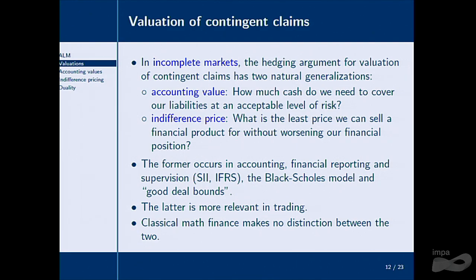You may have heard of good deal bounds, where you don't require replication or super replication, but you allow for some shortfall or something like that. You look for the least amount of initial cash that would be enough to find a portfolio that covers a sufficient part of the claim that you're liable to pay. And it leaves you with acceptable risk.